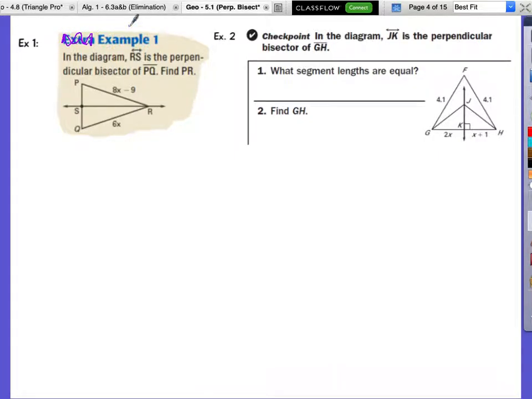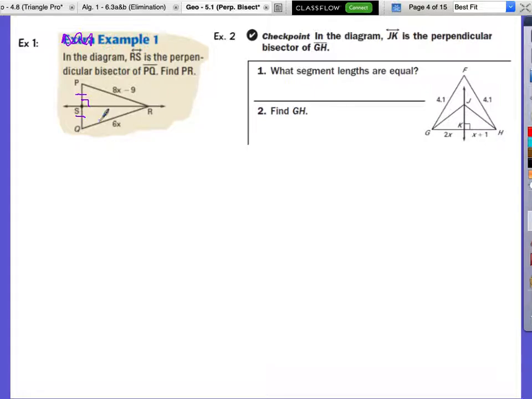But anyway, in the diagram, we have this line RS, and it's the perpendicular bisector of segment PQ. Perpendicular bisector means PS is congruent to segment SQ, correct? Perpendicular, I drew the box. Bisector, I drew that in. So we're supposed to find PR. How do we find PR if we only know that segment PS and segment SQ are congruent?